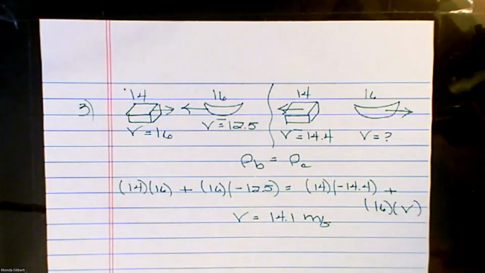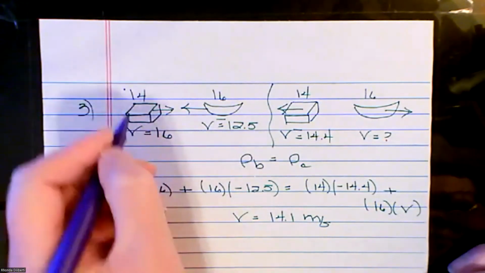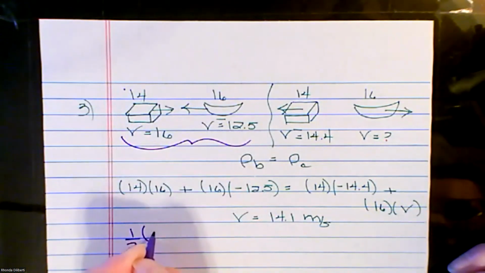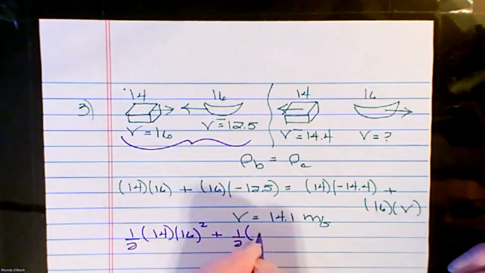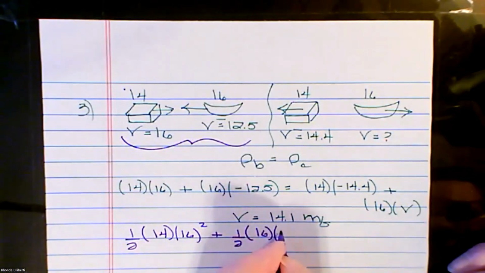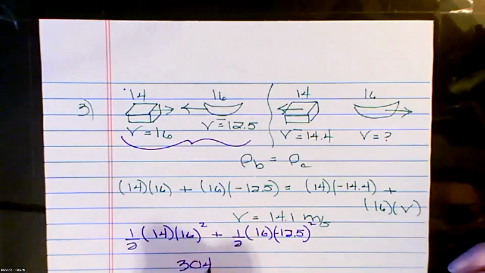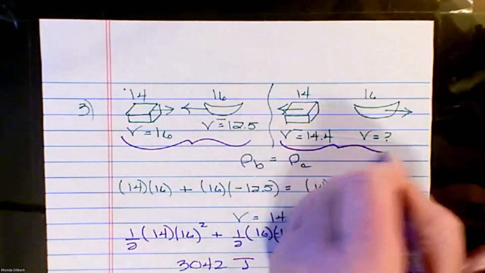All right, so verify your answer by calculating the total kinetic energy before and after. So they told us it was an elastic collision, but let's make sure it really is. So I'm going to find the kinetic energy of the before. So we'll have 1/2 mv squared plus 1/2 m, negative 12.5 squared will turn out to be a positive. And I'll number crunch that, and I get 3042 joules.